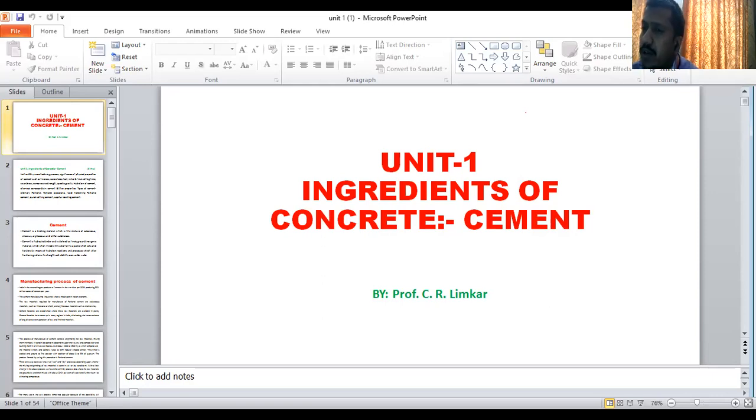Suppose a 1000 Newton load is being applied. So 1000 divided by 4900, just do it, you will get the compressive strength in Newton per mm square. So this is one example of how to find out the compressive strength of a given cement mortar.